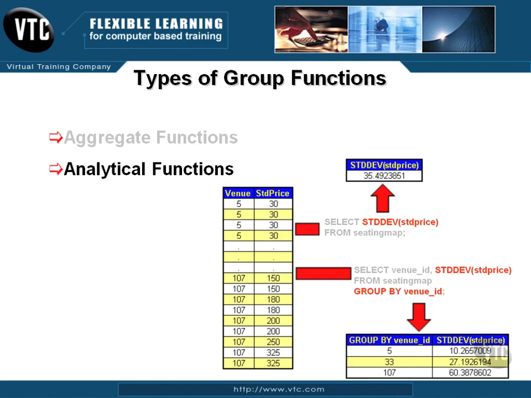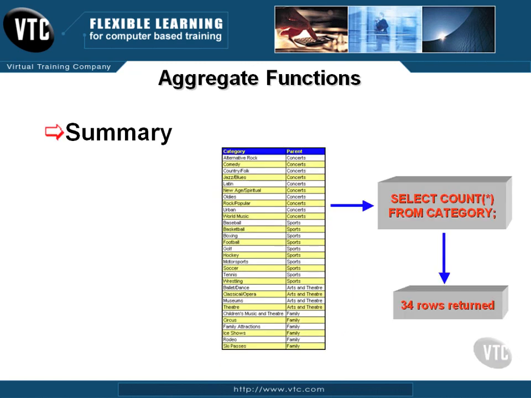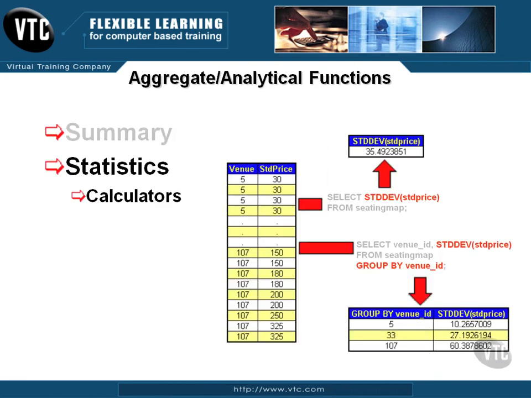And then there are analytical functions which perform things like statistical analysis on data, such as standard deviation. A standard deviation is a standard statistical function used to measure the deviation of a number from a mean or an average. Obviously, the count is a summary function.